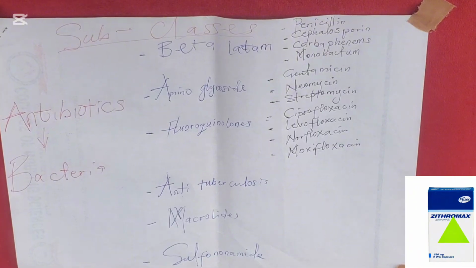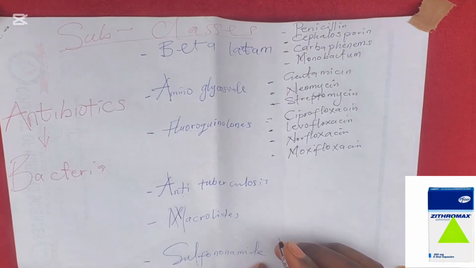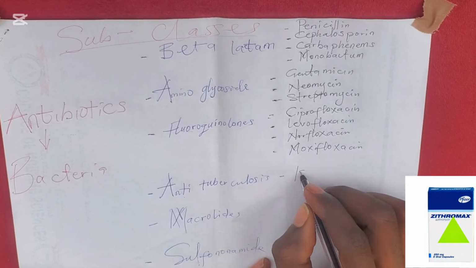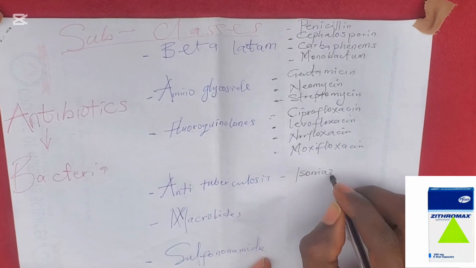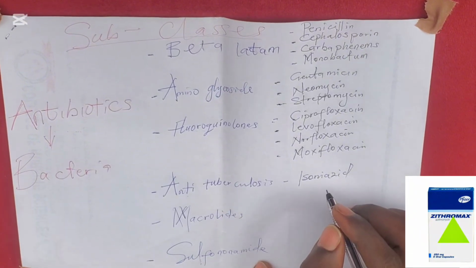Now let's go to the anti-tuberculosis. Now in this anti-tuberculosis, we have isoniazid. We have rifampicin.